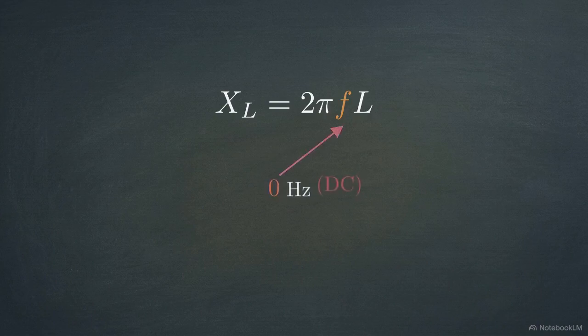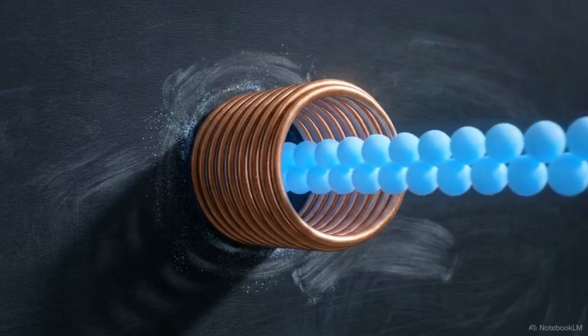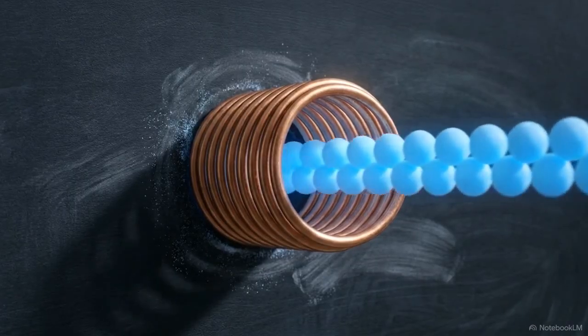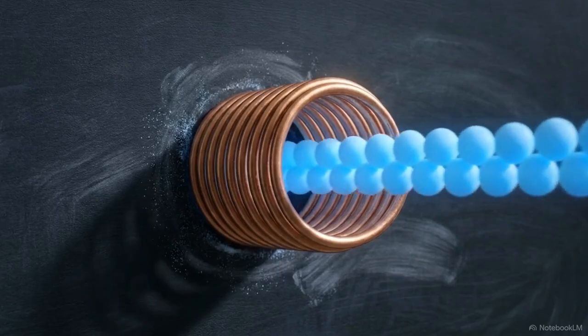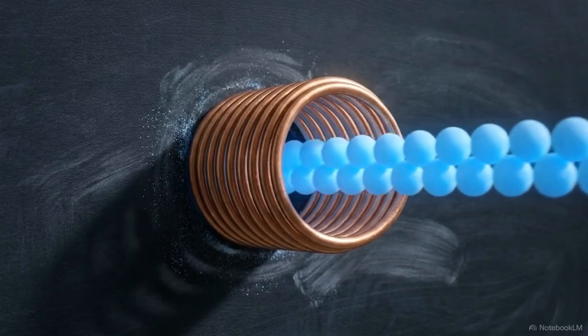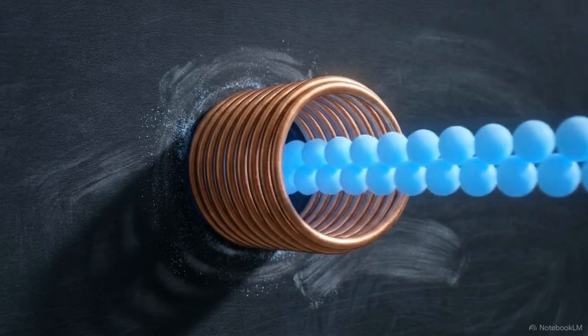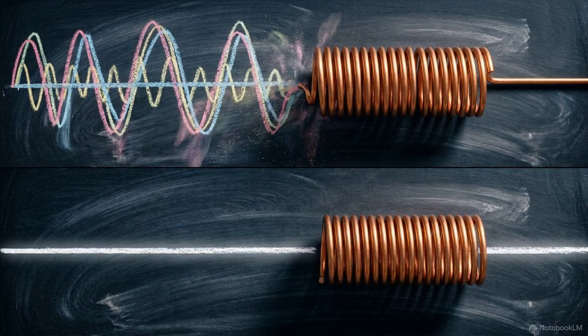A frequency of zero represents direct current, or DC. Multiply inductance by zero and reactance drops to zero. An inductor presents zero resistance to steady DC flow, acting effectively as a plain short circuit. An inductor is a frequency-dependent gatekeeper. It blocks rapid electrical changes while giving steady, unchanging currents a free pass.